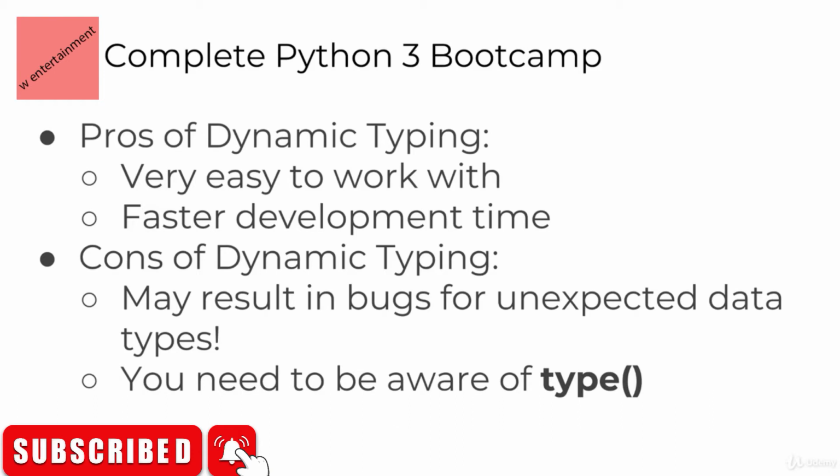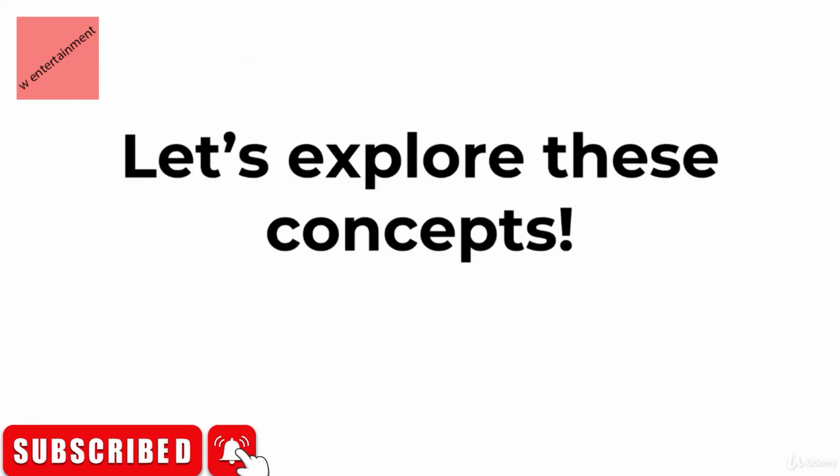unexpected data type. Because you're not having these restrictions of data types, especially when you're dealing with user input, you may have unexpected data types show up and that can cause problems later on in your operations. So you should be aware of the data types as you're coding, and you can use the special type function that's built into Python to quickly check the type of any variable. And we'll show you how to use that in just a little bit. All right, let's explore all these concepts by jumping to a Jupyter Notebook.